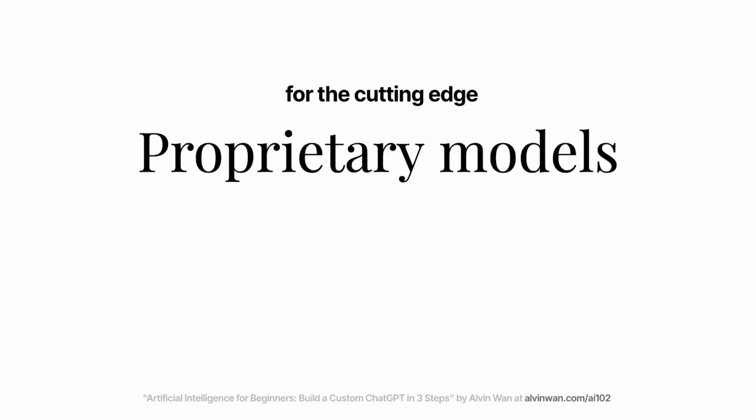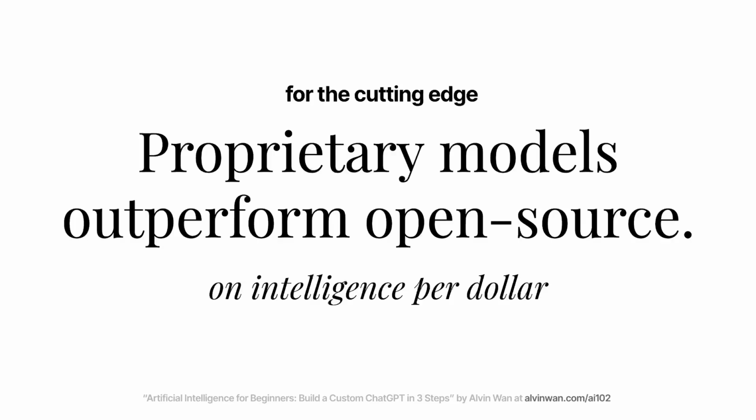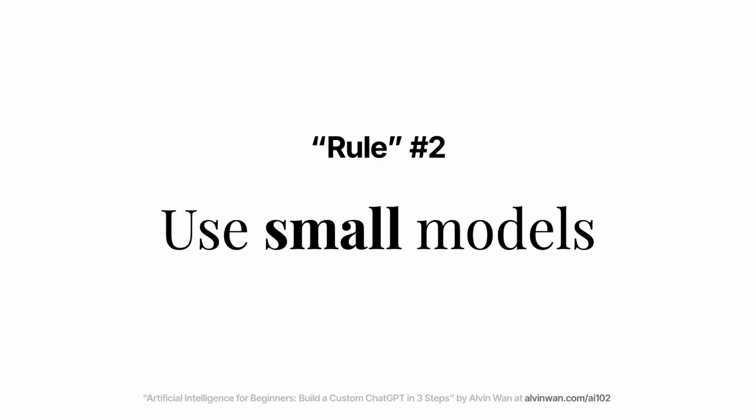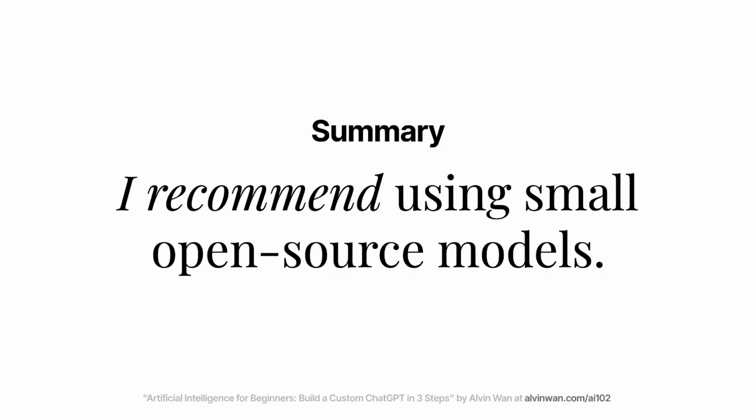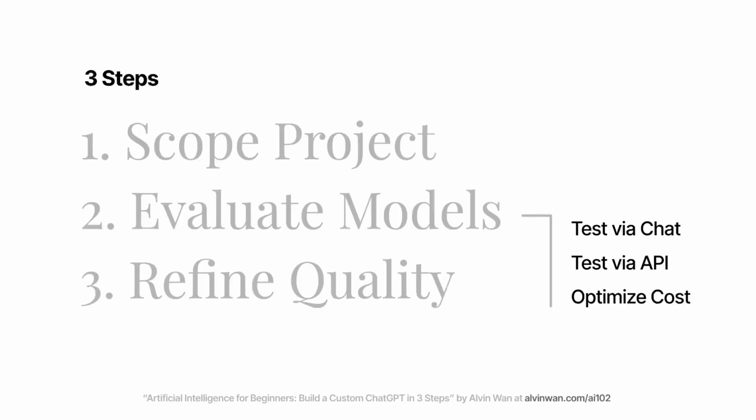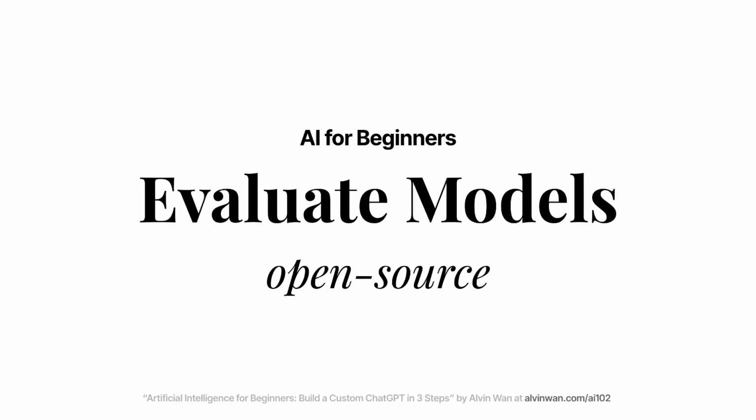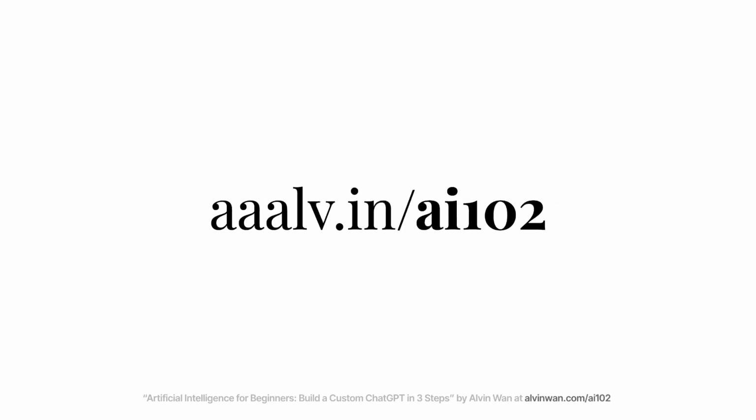Generally, for the cutting edge class of models, proprietary models outperform open source models on intelligence per dollar. So if we're considering open source, let's step away from cutting edge and stick to small open source models. These models can actually be really economical to run on your own. So in summary, I recommend using small open source models. At least for now, for the large state-of-the-art open source models, we've completed our 3 sub-steps. This completes evaluation for large open source models. In the next lesson, we'll look at small open source models, small enough to run for free. As usual, you can find all links, notebooks, and other resources on the course website.